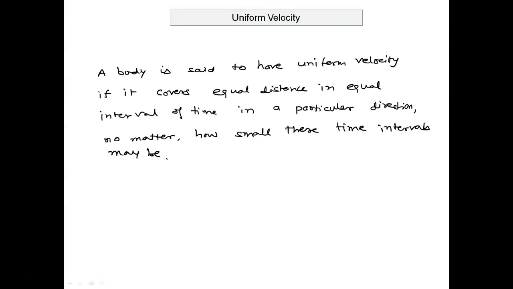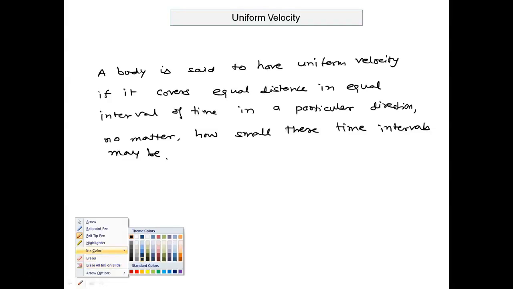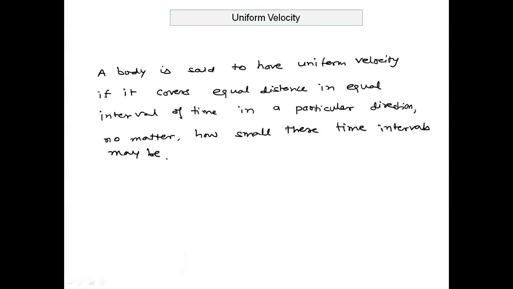If I say an object is traveling with uniform velocity, what do you understand? Let me write because it is very, very important. You will read this sentence at a number of places. An object traveling with uniform velocity, then what do you mean? Just think.